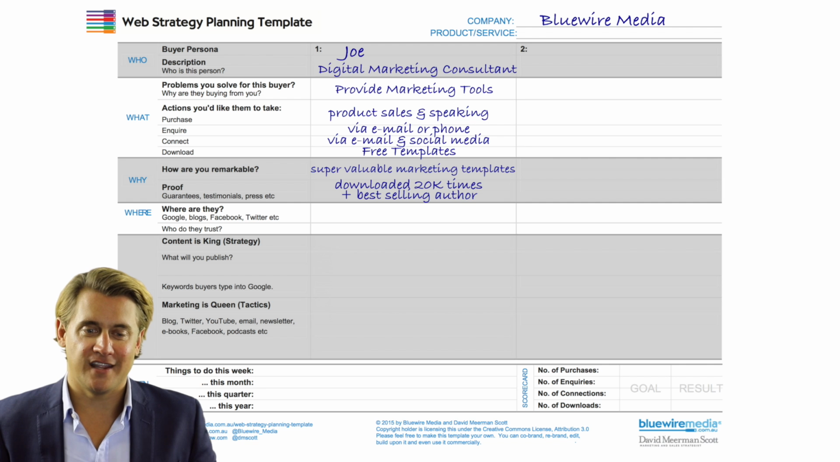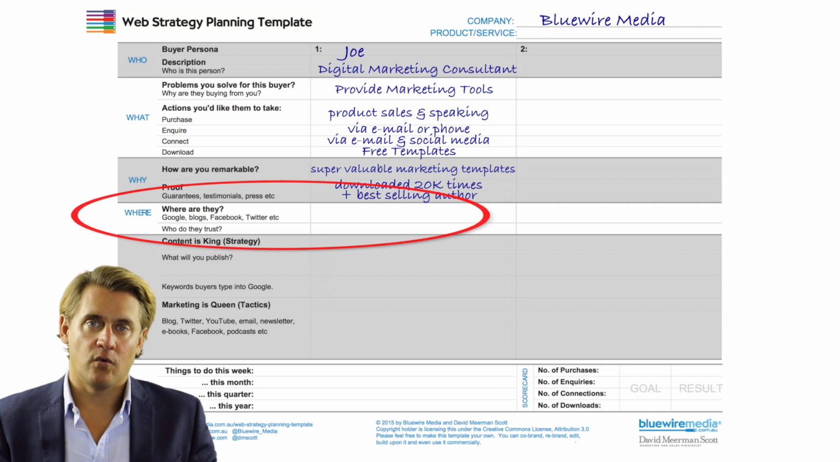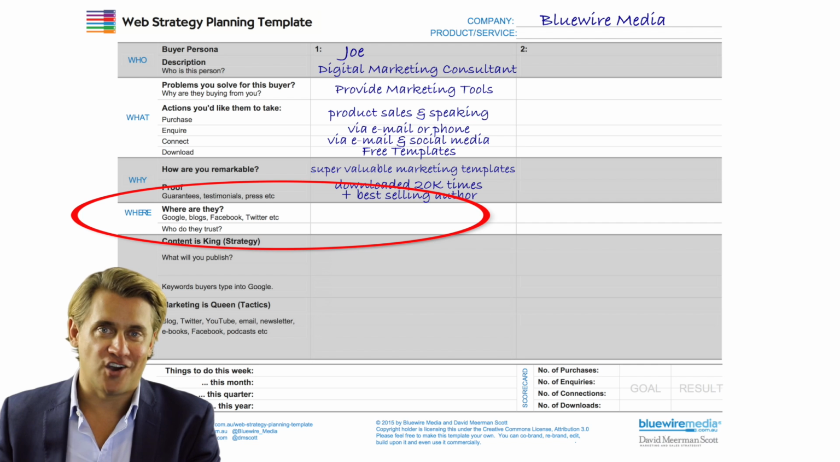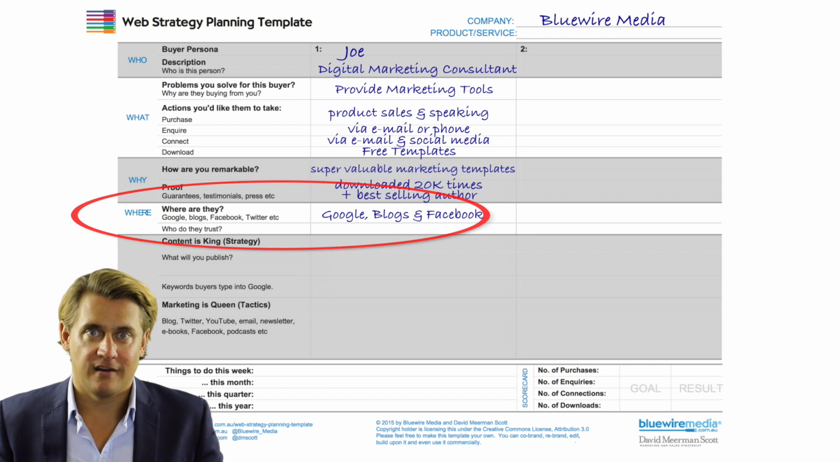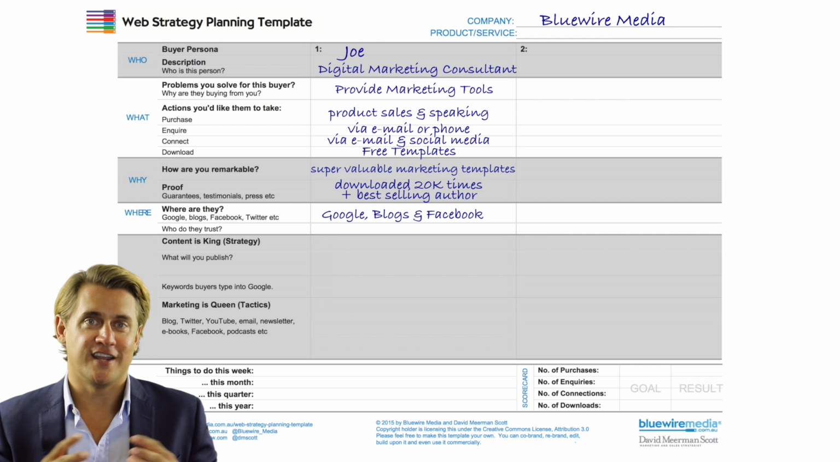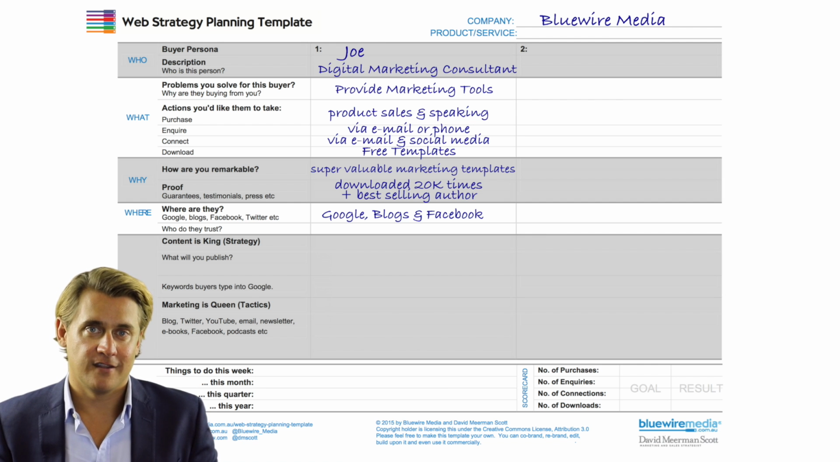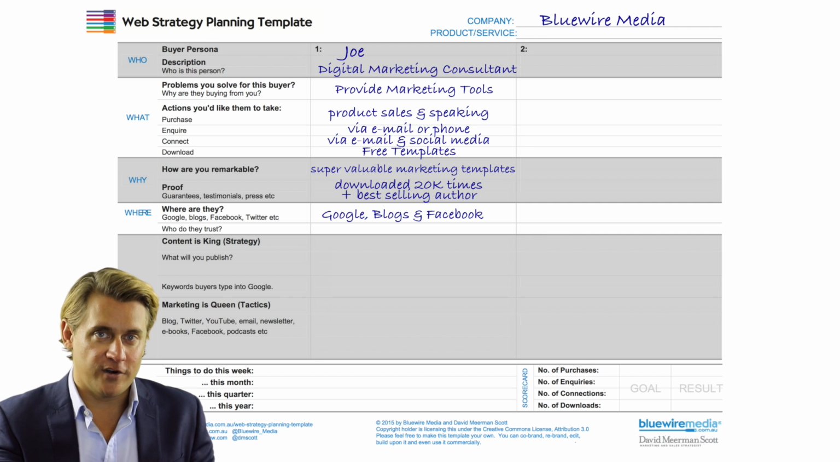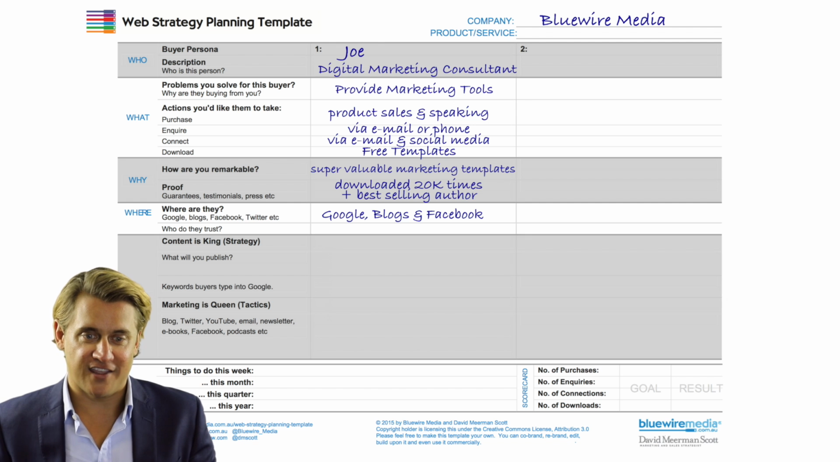The next step of the journey is thinking about where. So where are these buyers? Where are these Joes in my situation? Now your situation will be different, and this activity is one that you do with your client or you do internally with your team. So you've got very clear focus and clarity on exactly who it is you're targeting and what process you're taking them on.